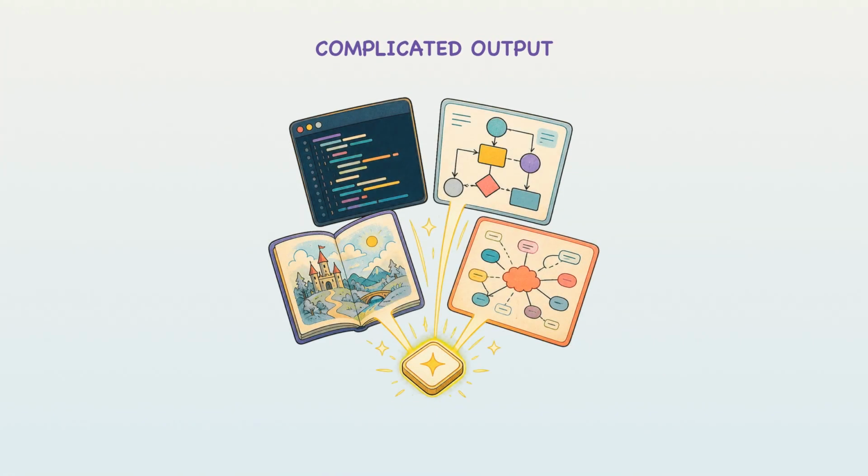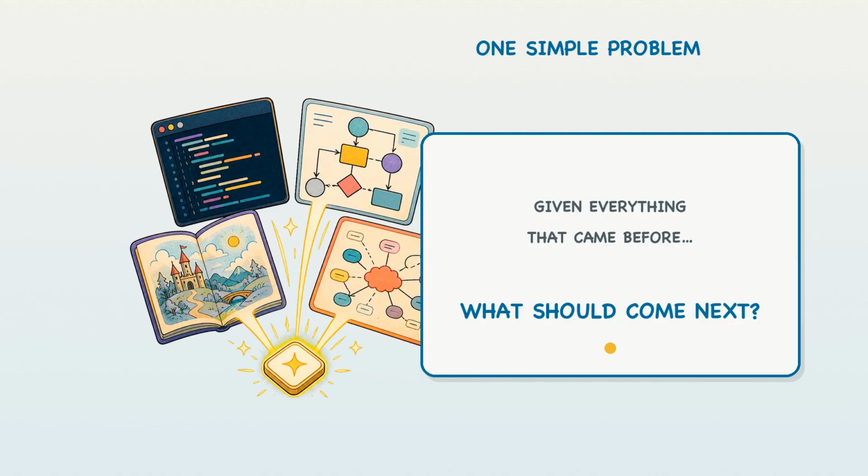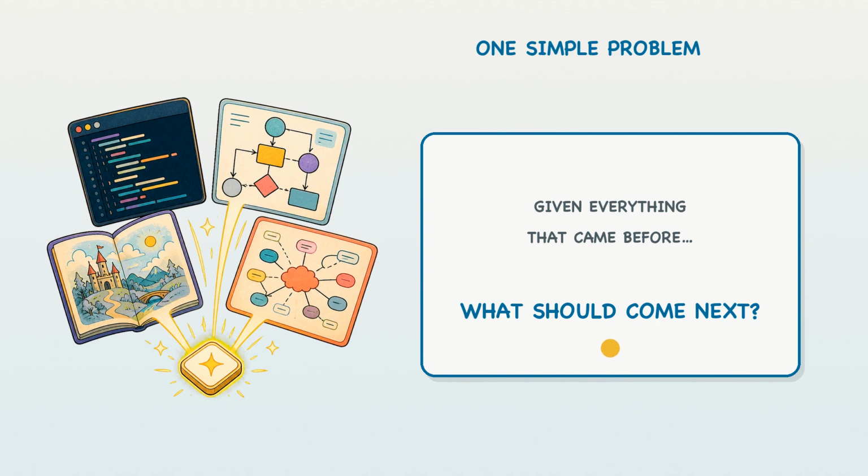And that is the strange thing about modern language models. The final response can look complicated. It can contain code, explanations, stories, and detailed reasoning. But at every single moment, the model is solving one surprisingly simple problem. Given everything that has come before, what should come next?